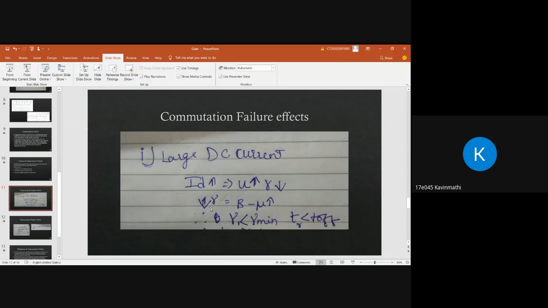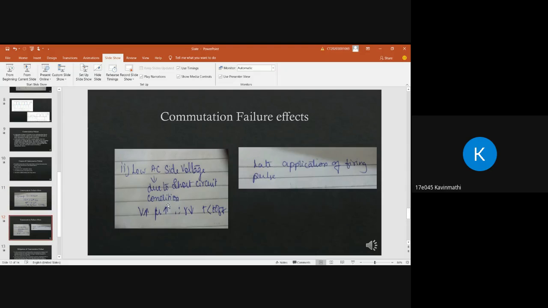So from the equation, what we have said is beta is the sum of mu plus gamma, and gamma is equal to beta minus mu. And if this mu increases, gamma will be reduced. What I have said, the minimum gamma should be 15 degrees. But if it gets less than 15 degrees, the reverse turn off time will be less than the thyristor turn off time, and so the commutation failure occurs.